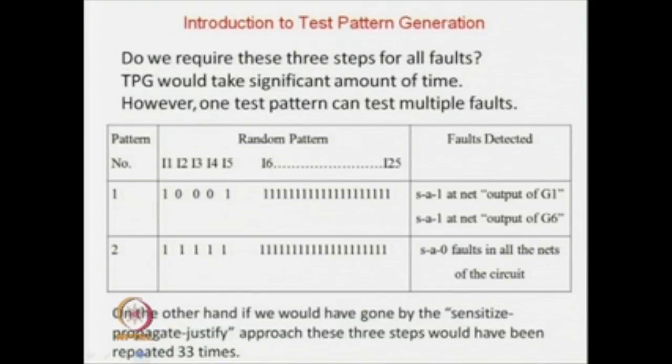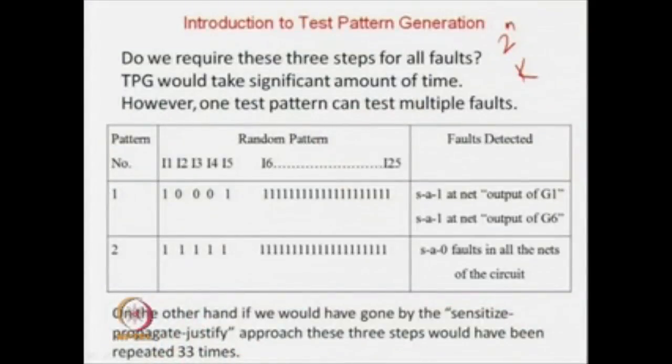Now, the question arises: do we require to do this individually for all faults? Our goal, as we have seen in the last module, is to reduce the test generation time or the test application time. So, you have to go down in time. From 2 to the power n input patterns we came to k, where k is the number of stuck at faults, that is 2n.